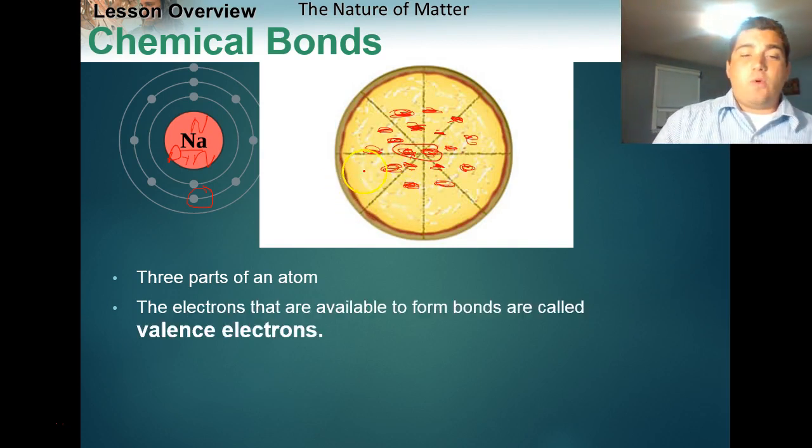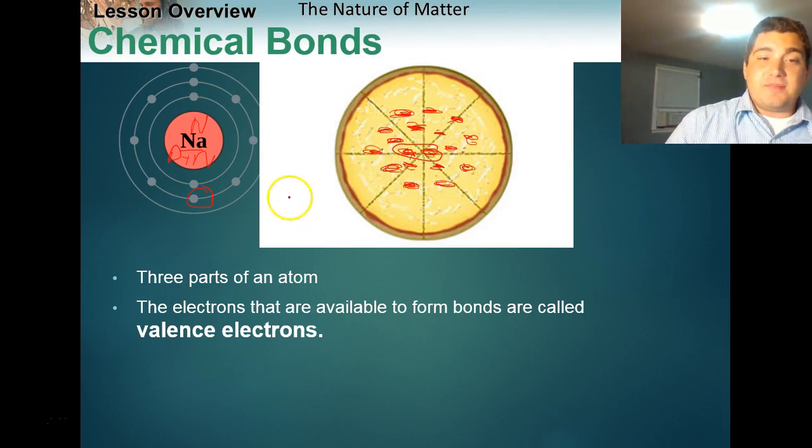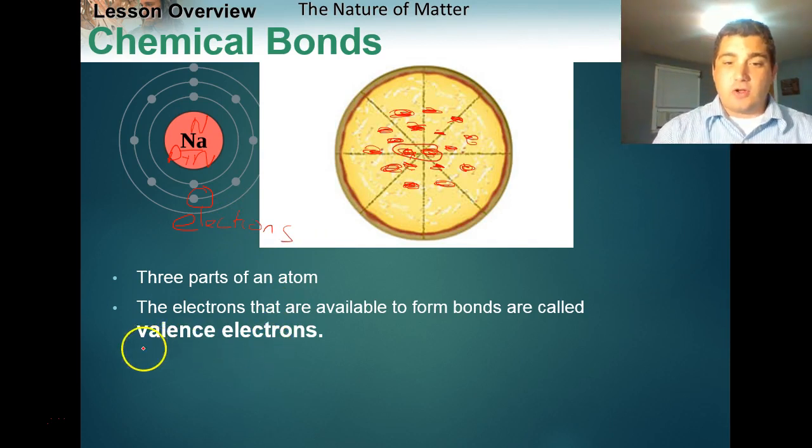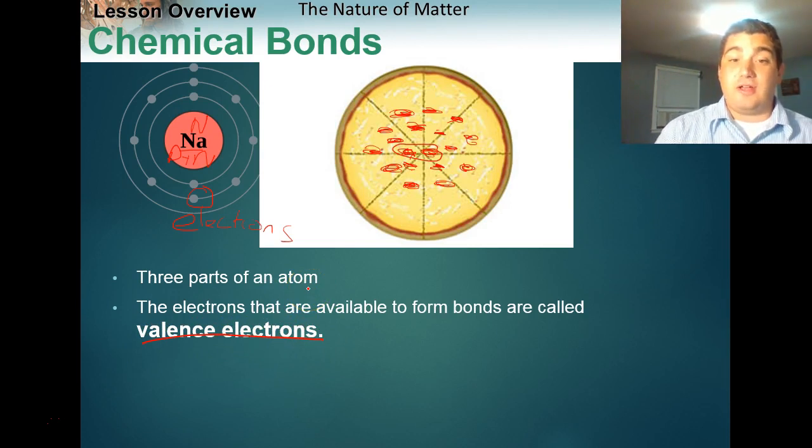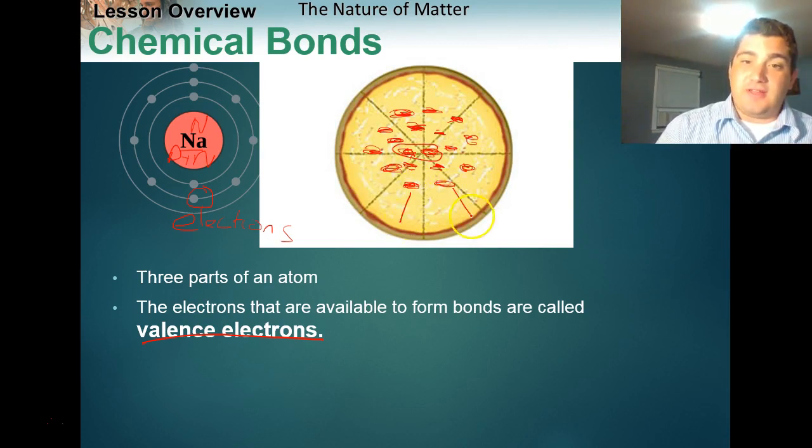So when we start to make chemical bonds, what makes the bonds is not the protons, not the neutrons, but the electrons. The electrons are responsible for making the bonds, and the specific electrons are called valence electrons. A valence electron is any free electron which can form a chemical bond with another element. In our pizza pie example, these pepperonis or electrons on the outermost ring are usually free. They're able to go and make a bond with an electron of another atom, unlike these two pepperonis way in the middle. There's no way that they could get out.